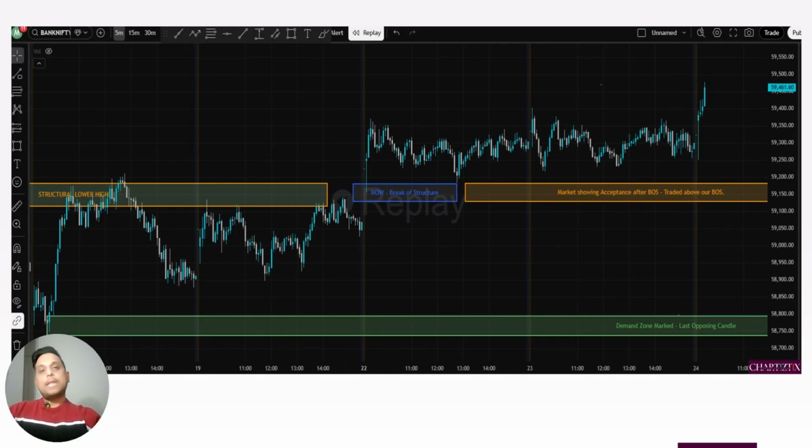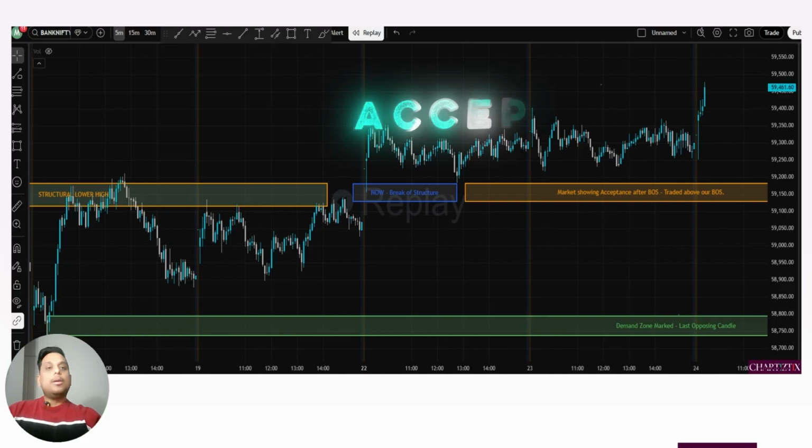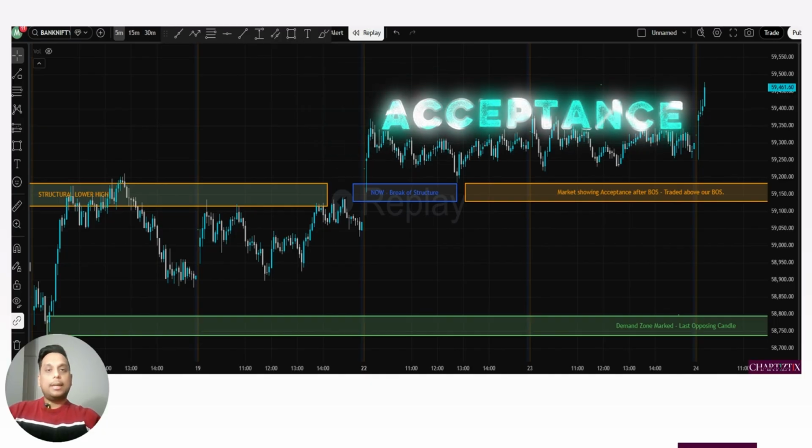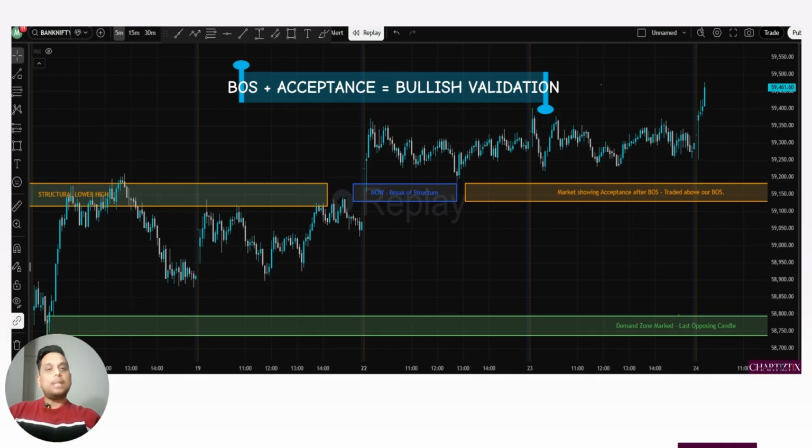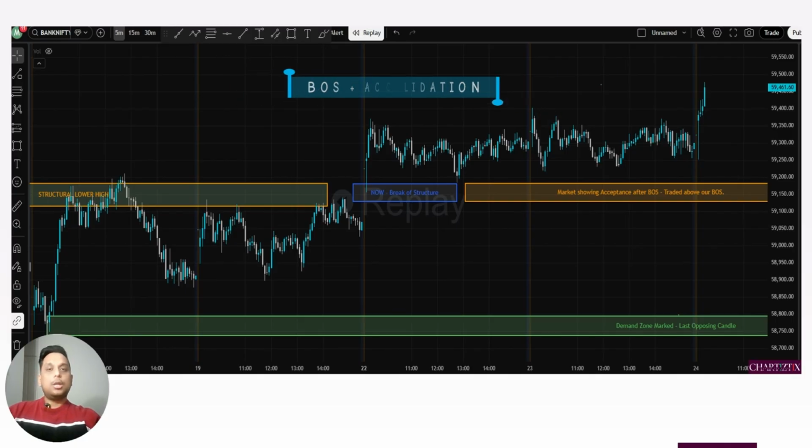Now on December 22nd, price opened and traded above our lower high, which is a clear break of structure. Now there is this flip of our support and resistance. Earlier what used to be resistance is now acting as support. We see acceptance at the higher level above the break of structure because the market has continuously printed candles on top of our previous lower high.